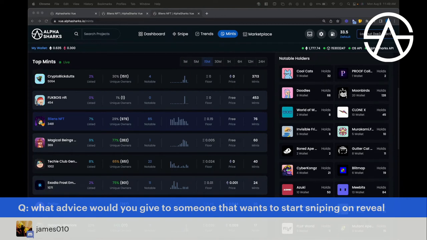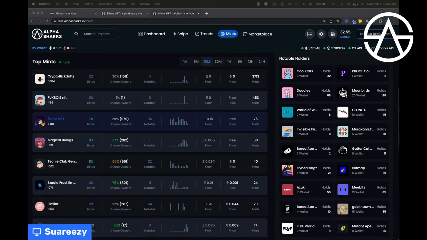One of my main tips would be to get a node. If you're looking to snipe on reveal, you're depending on faster transactions to flow through, and utilizing sharks and a faster node is definitely a killer combo when you're trying to reveal snipe. So I guess one of my main tips would be to get a node like Zapnode. There are tons of them out there, but definitely jump onto a node.